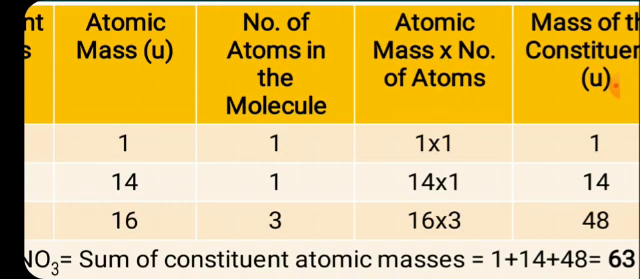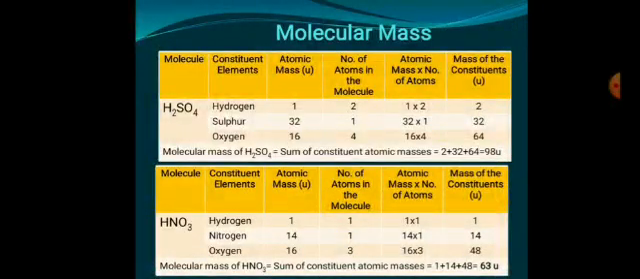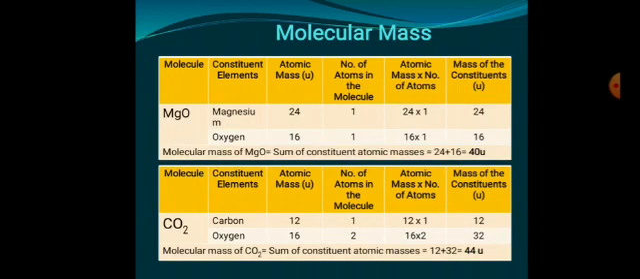So molecular mass of nitric acid is the sum of constituent atomic masses. 1 plus 14 plus 48, 63. So molecular mass of nitric acid is 63 Dalton or 63 grams. Two more examples. Magnesium oxide.